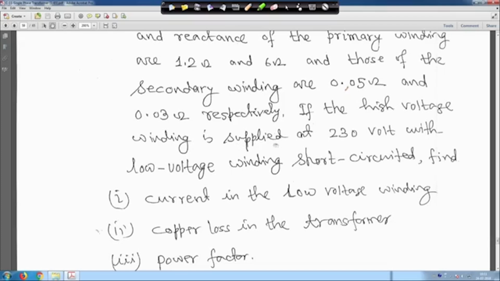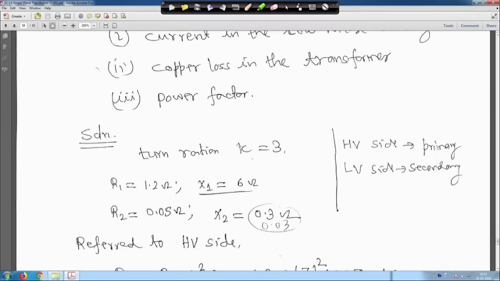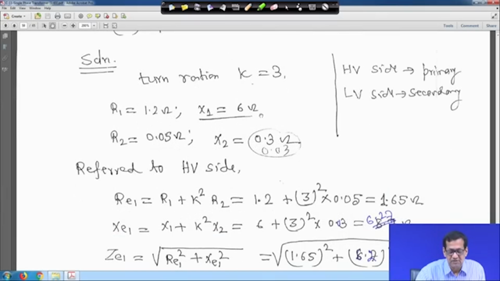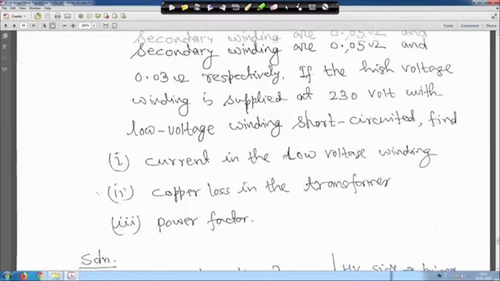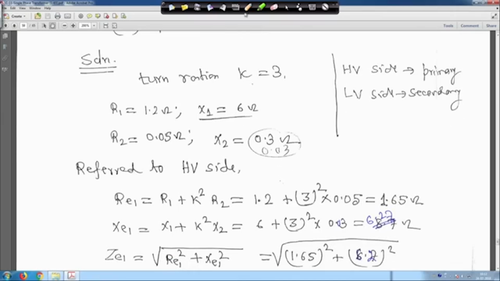It is given that the high voltage winding is supplied at 230 volt with the low voltage winding short circuited. You have to find the current in the low voltage winding, copper loss in the transformer and the power factor. Already you have studied the open circuit test and short circuit test. So, in this case the turns ratio K is equal to 3. The high voltage side is primary, and the low voltage side we define as secondary. So, R1 is 1.2 ohm, X1 is 6 ohm, R2 is 0.05 ohm, X2 is, it is corrected, 0.03 ohm. Here it is not 0.3, just hold on.